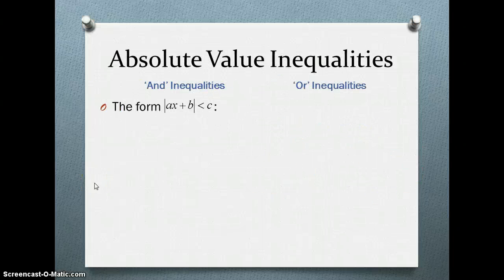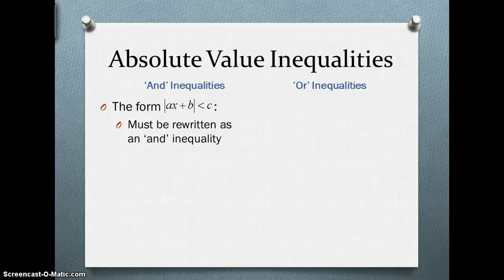Absolute value inequalities. We have the absolute value of ax plus b is less than c. This will be rewritten as an and inequality. ax plus b must be between -c and +c. So what this is saying is this can be no more than c units away from 0. So we'll have c on both ends, and ax plus b will have to be on the inside.